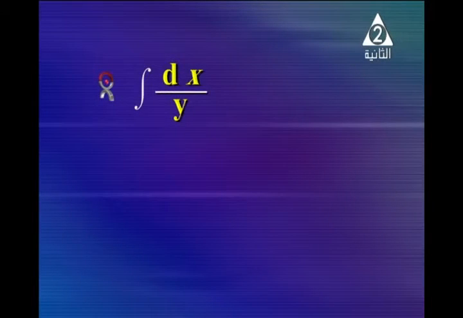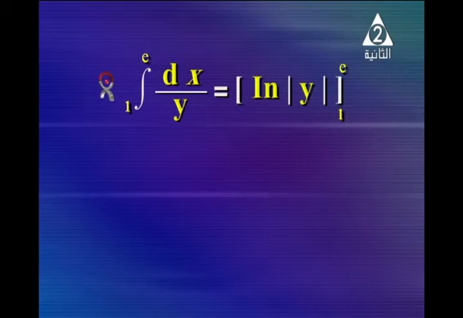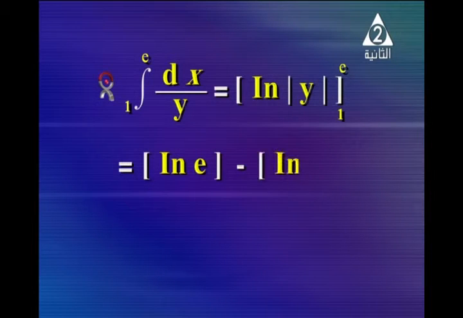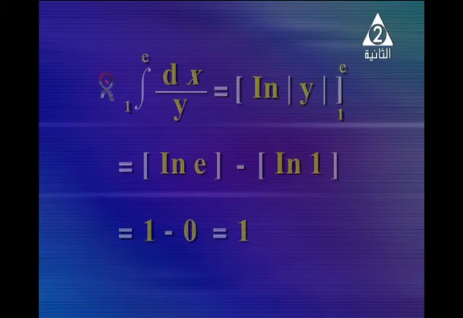Solution. Dear student, what is the integration of dx over x? It is ln x. Why? Because the integration of 1 over x dx equals ln x. After we find the definite integration from 1 to e, by substitution we get ln e minus ln 1. Answer is 1 minus 0 equals 1.